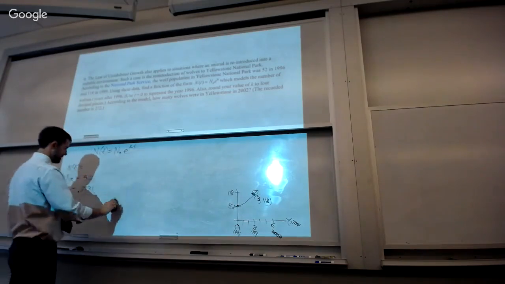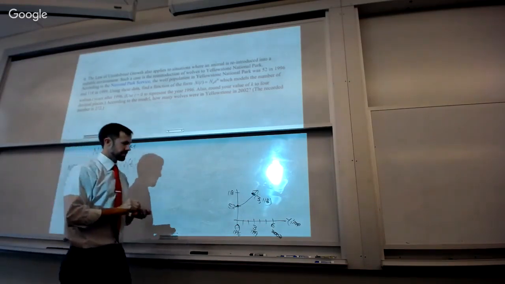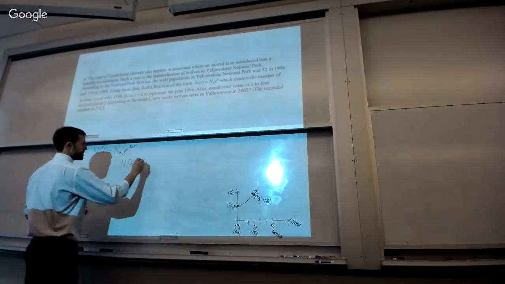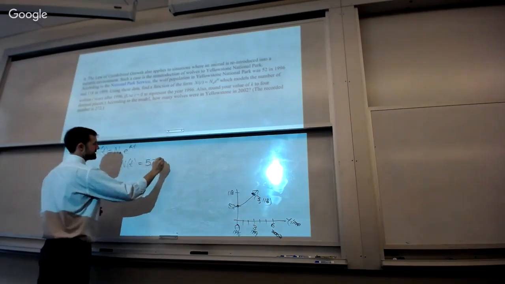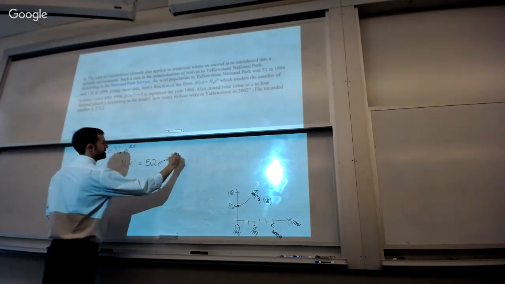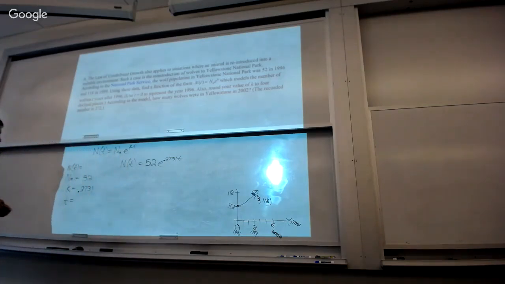So now my function is N of t. Let me use a different marker. N of t equals my initial amount of 52, e to the k value, 0.2731 t. All right, so that's my function. What do they want to know?